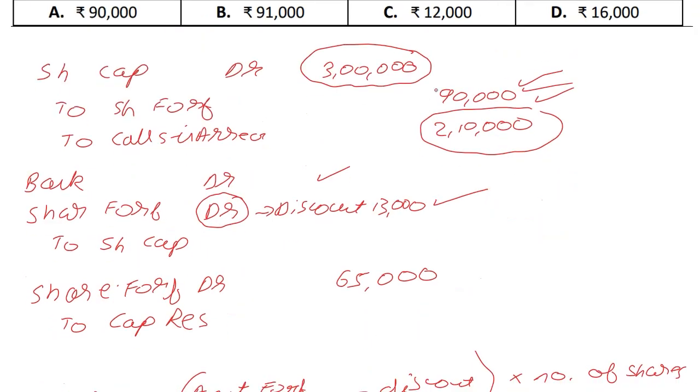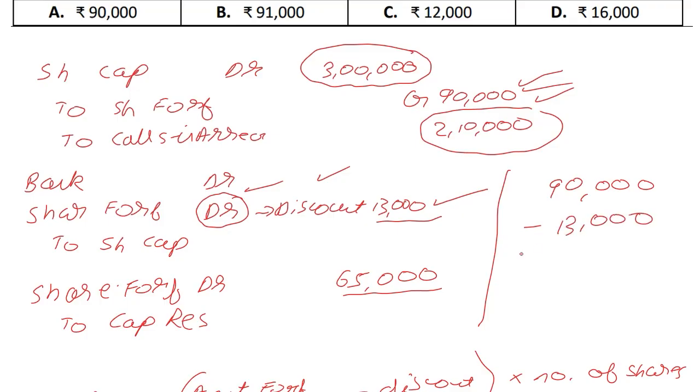I have to take the credit entry over here, a credit of 90 followed by a debit of 13 and a debit of 65. So my answer is going to be 90 minus 13 minus 65. Okay, and that is 78. 90 minus 78 is going to give me 12,000.